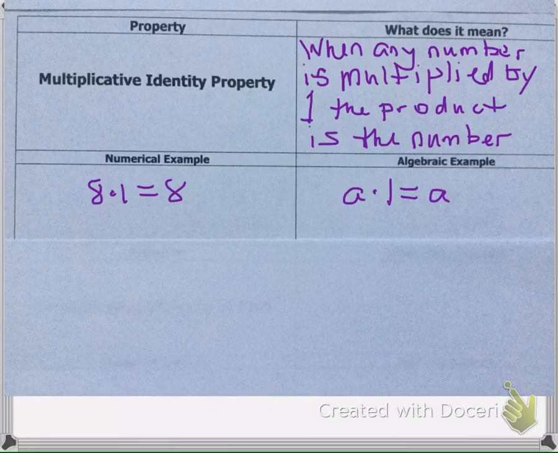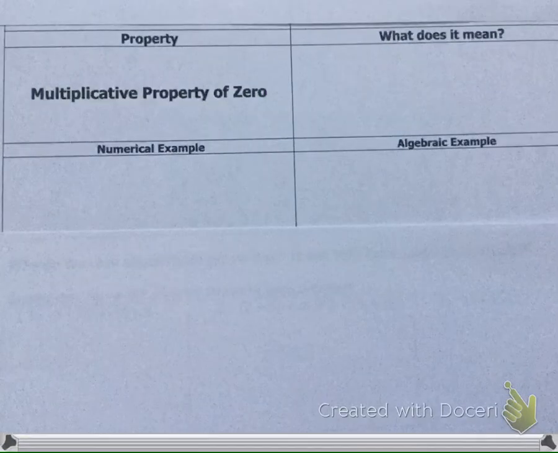The multiplicative property of 0. When any number is multiplied by 0, the product is 0.